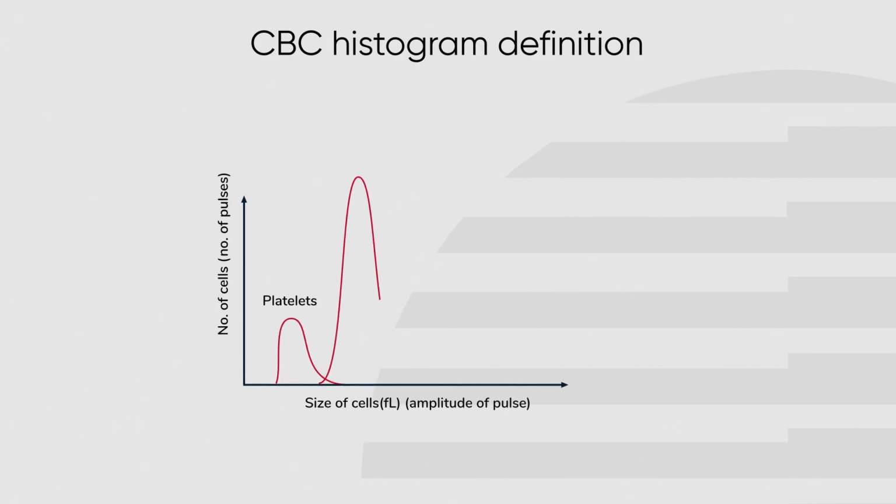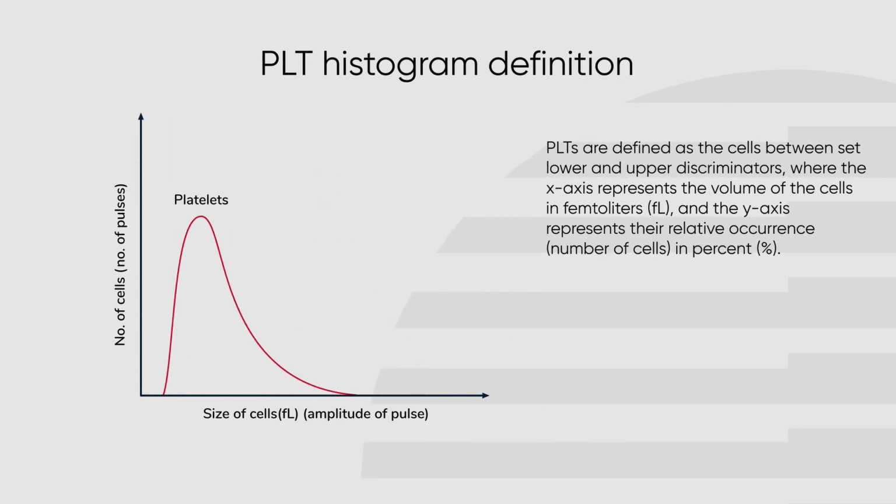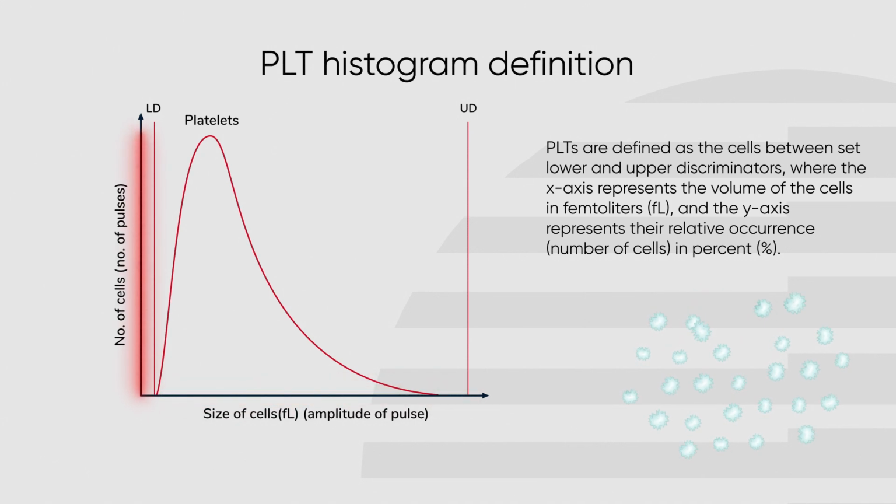In a three-part hematology system, the blood cells are all counted and assessed using impedance technology and are then displayed in three separate histograms: platelets, red blood cells, and white blood cells. Platelets, also called thrombocytes, are defined as the cells between the set lower and upper discriminators, where the x-axis represents the size of the cells in femtoliters, and the y-axis represents the number of cells.